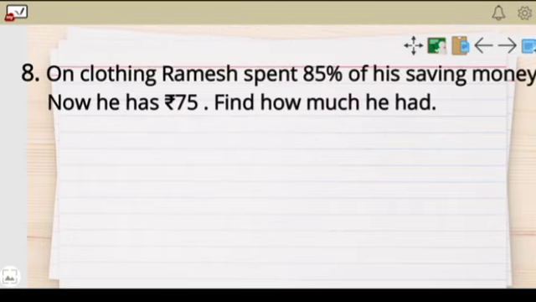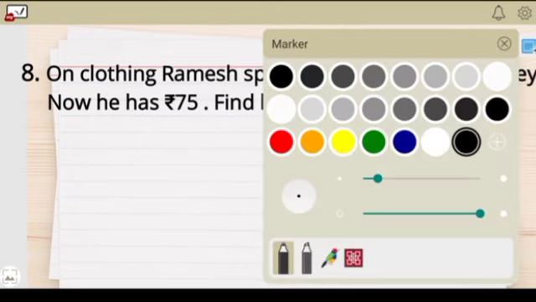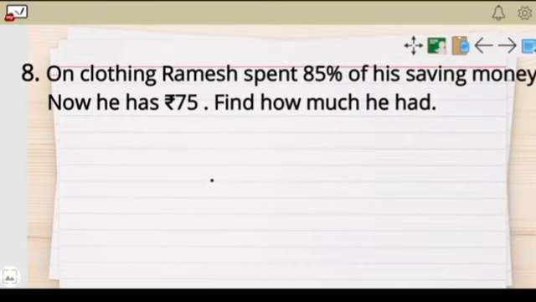Now we have come to question number 8. On clothing, Ramesh spent 85% of his saving money. Now he has rupees 75. How much money he had? Okay, I left here one word here. Okay, fine. How much money he had? So this question number 8 is almost same as question number 7. So let's start a solution.